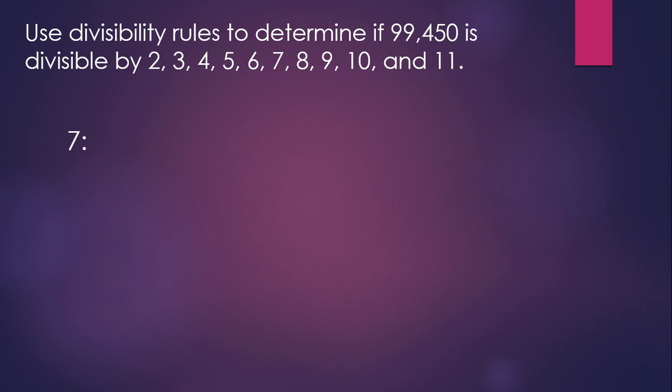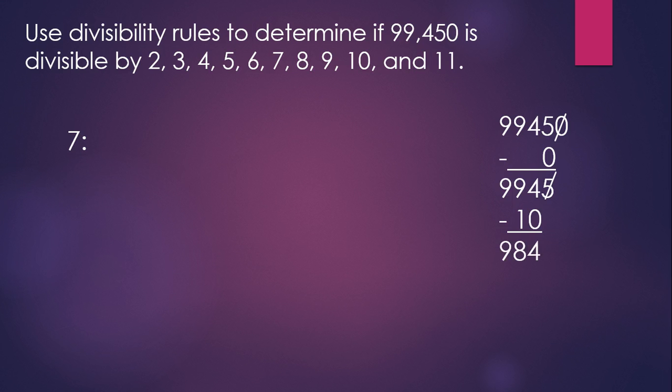For 7, we'll try the cross-off, double, subtract method. So if we cross off 0, double 0, and subtract that number from 9,945, we have 9,945. We'll cross off the 5, double the 5, and subtract that from 994, and we get 984.